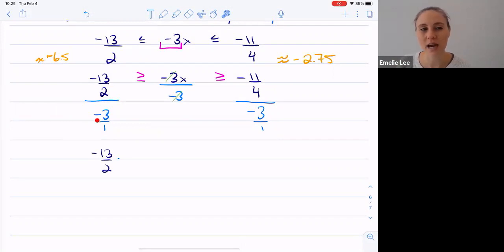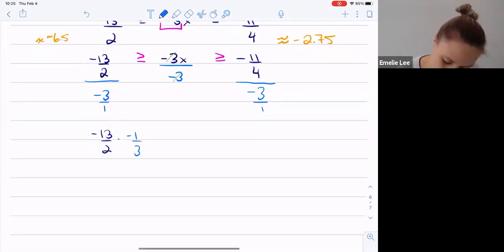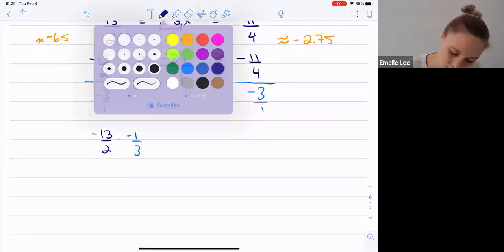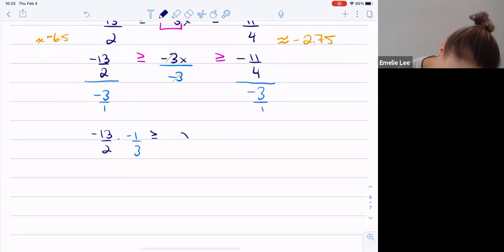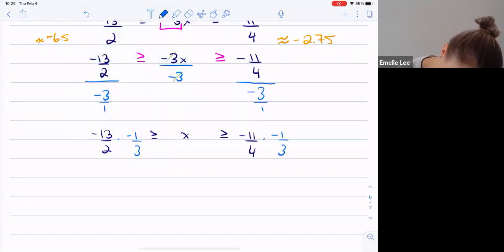So I always like to have the negative on the numerator, unless it's making a real mess. But most of the time, I like to just keep the negative on the numerator. Notice here, negative 13. Because then when I multiply those, I can see the negatives fall away and become positive, right? And so what I'm going to have is negative 1 over 3 is greater than or equal to x, which is greater than or equal to negative 11 over 4 times negative 1 over 3.